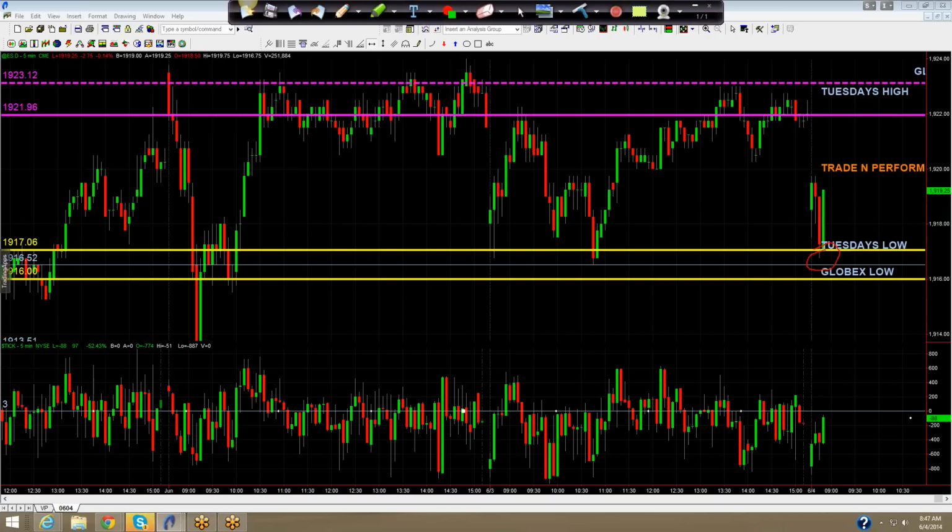If I'd been full size, I'd have taken half out, moved stop to break even. I would have scheduled another half out at +5 and then see if I get a runner for the balance of the day. Watch me regret that NQ trade.